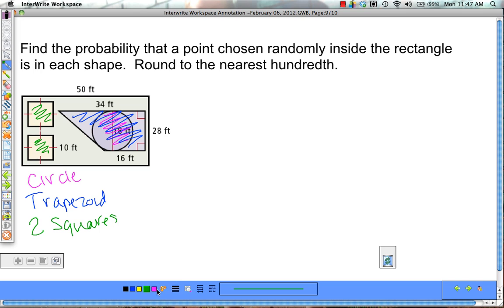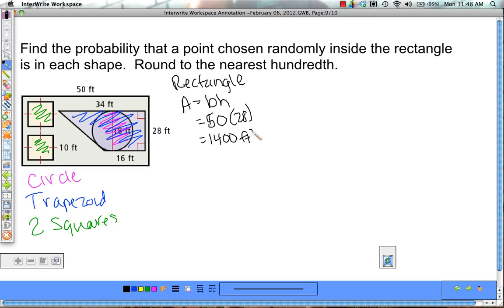So what we need to do is find the area of the rectangle. Area is base times height, which gives us 50 times 28, which is a total of 1,400 square feet. So now let's look at our circle.